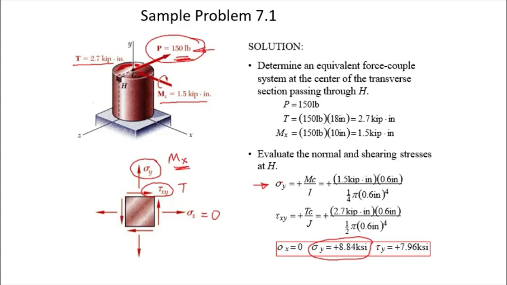Okay. And tau xy, the shear, is due to the torque T, right? And the torque is 2.7 kilopounds inch. The radius, largest radius, is 0.6 inches. J is the polar second moment of area for the cross section, which is a circle. So we have pi d^4 over 32 or pi r^4 over 2. And if you evaluate that, you will get tau xy is 7.96 kilopounds per square inch.